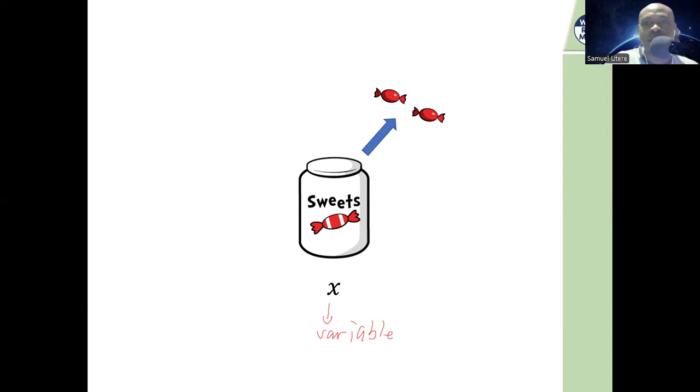You say, oh, okay, I know. Because I have said the number of sweets in the jar should be X, you can say, oh, to find out what's going to be left, how I need to write it is going to be x minus 2.